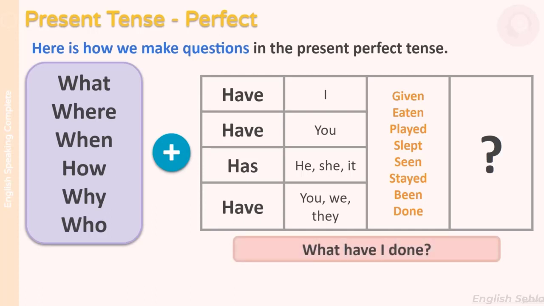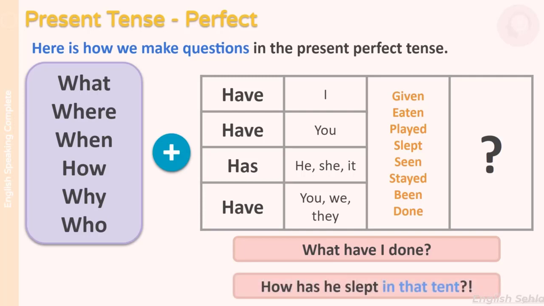Now, this sounds strange, and it would probably be a question asked to yourself, known as a rhetorical question. So it might be, I'm talking to myself out loud. What have I done? Maybe I made a big mistake. Maybe I dropped something like my laptop. Oh, what have I done? And so that would be the structure in this form.